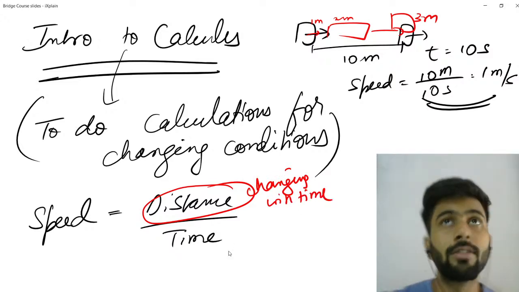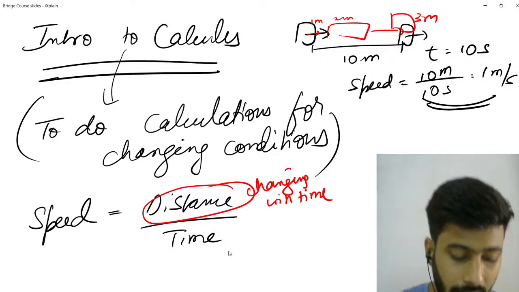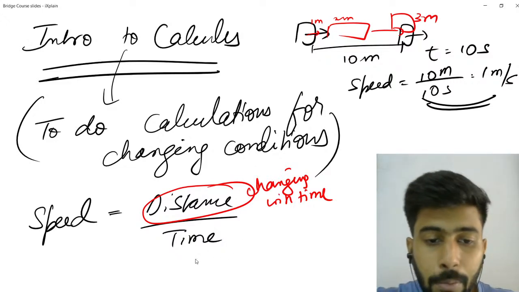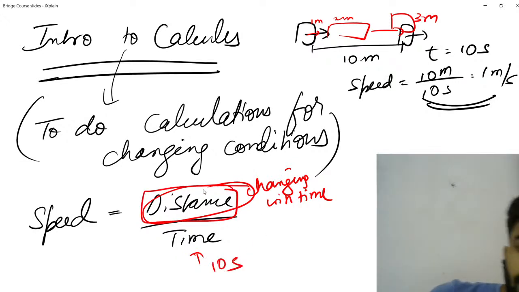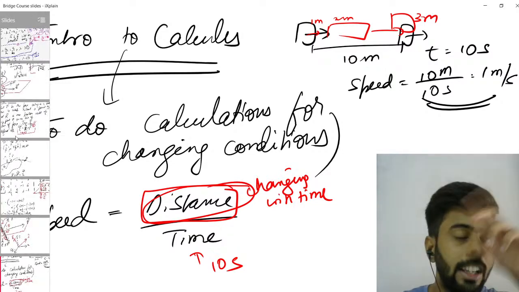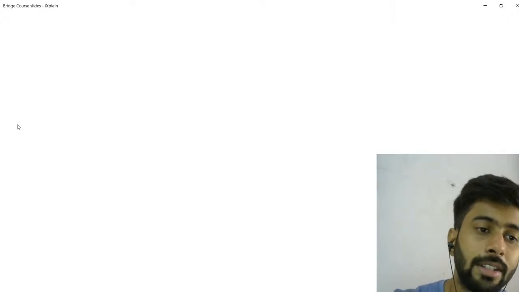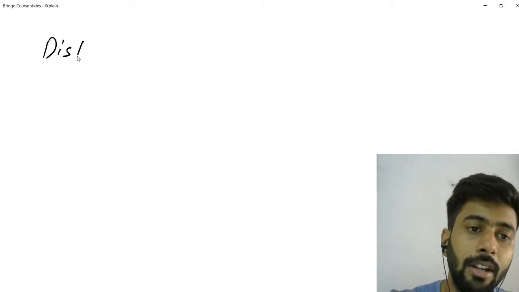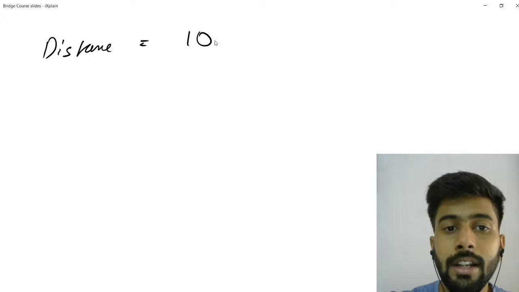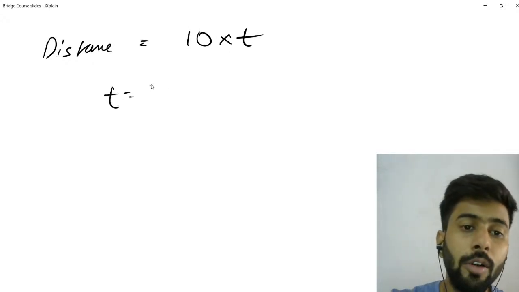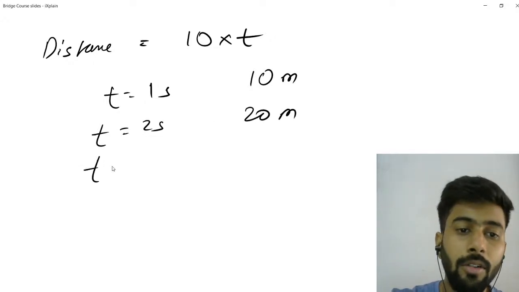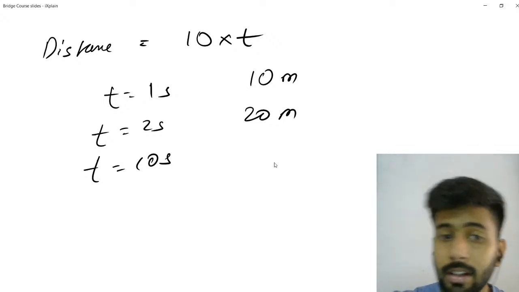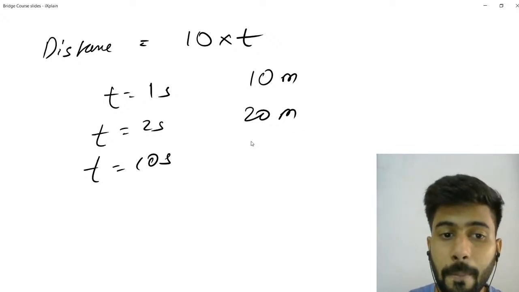So if this distance is changing with time, then things become complex. Because according to this formula, if I'm putting t equal to 10 seconds, I should know how much it has covered in 10 seconds. Let's say distance covered by the body is 10t, which means in t equal to 1 second this body will cover 10 meters. In t equal to 2 seconds it will cover 20 meters. In t equal to 10 seconds this body will cover how much distance? 100 meters.